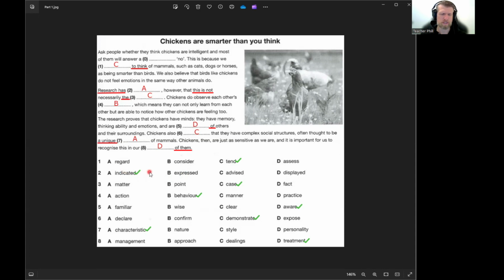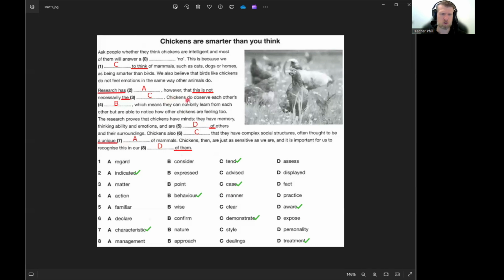In gap number 3, here I am pretty sure that case is the correct option because of this expression. This is not the case. So normally we say this is not the case or this is the case. So I'm pretty sure about that.